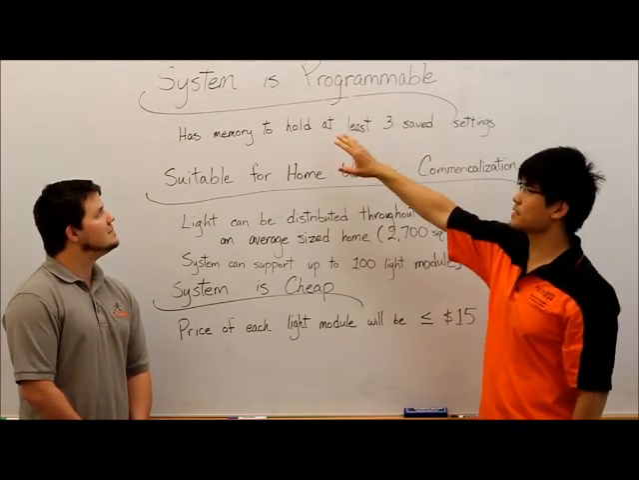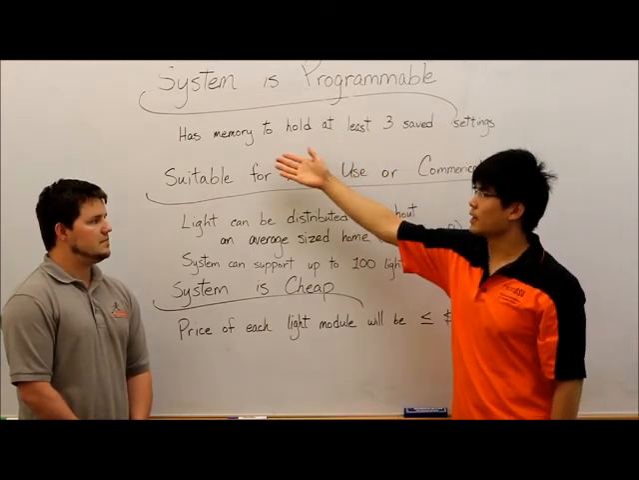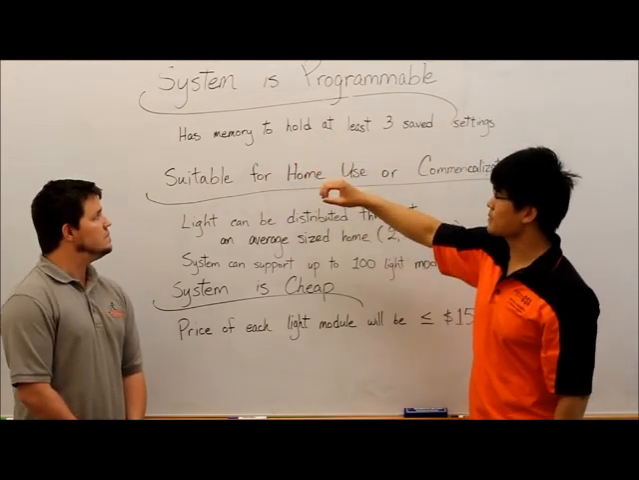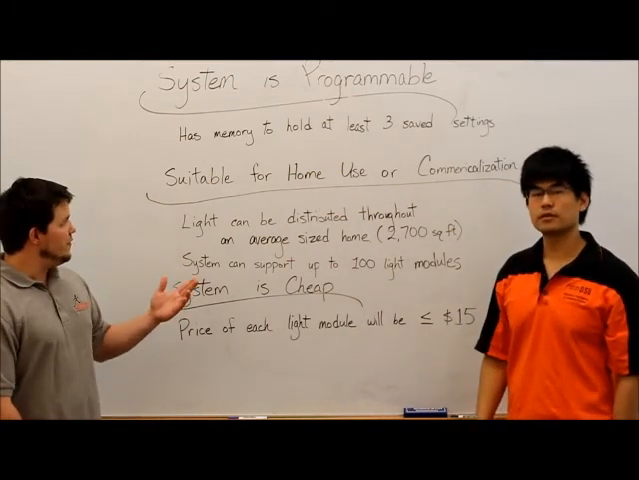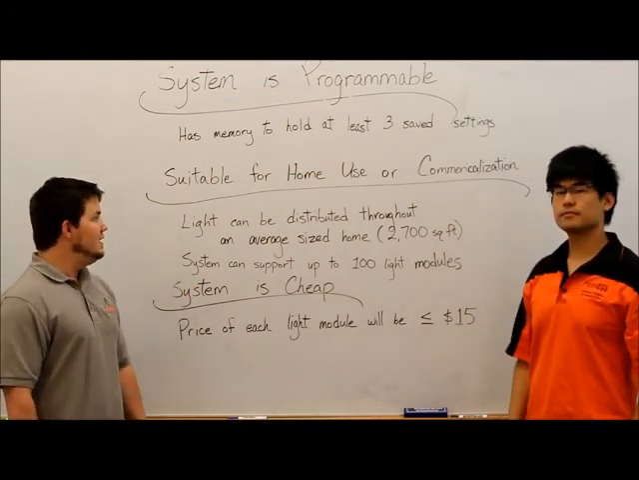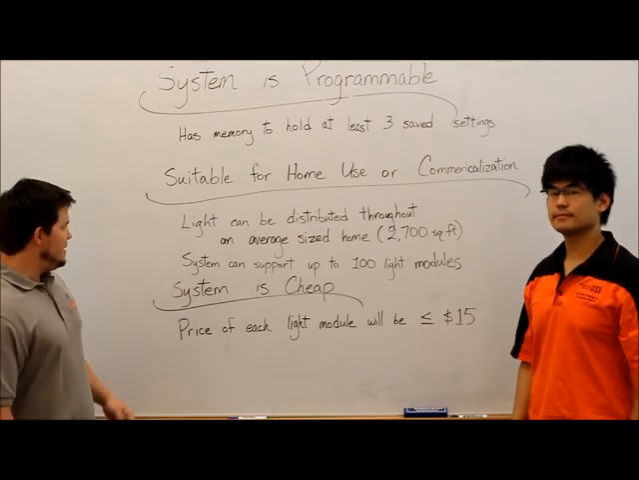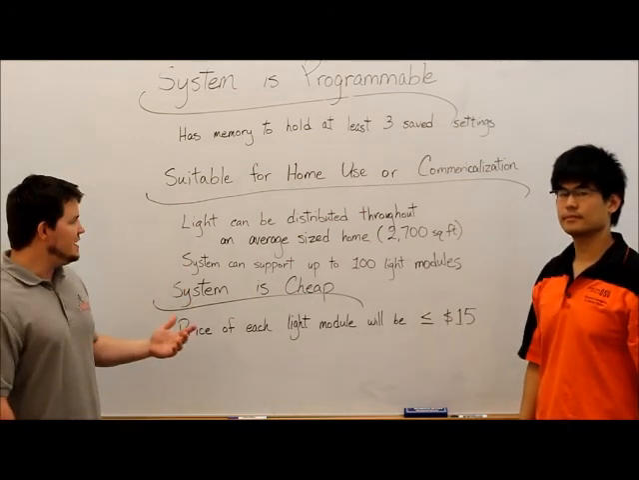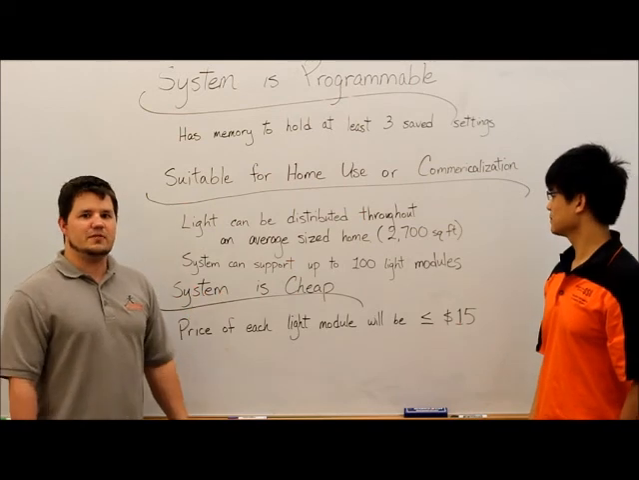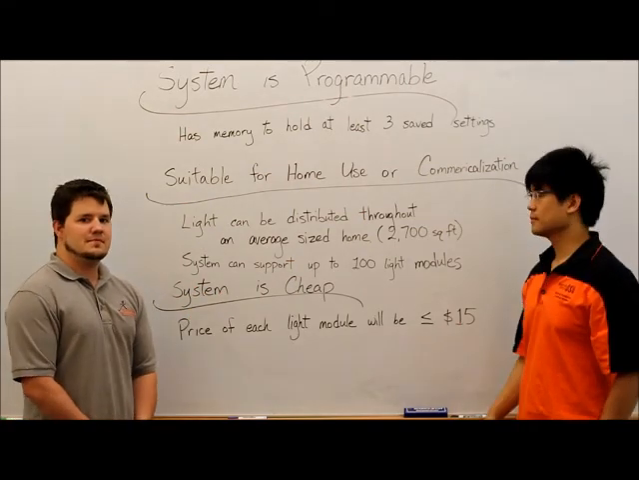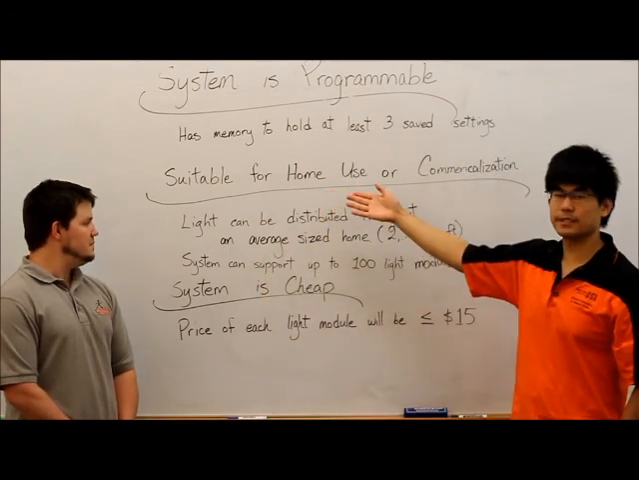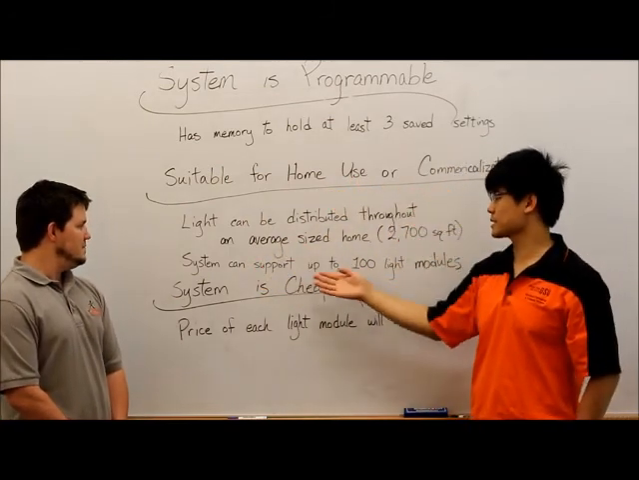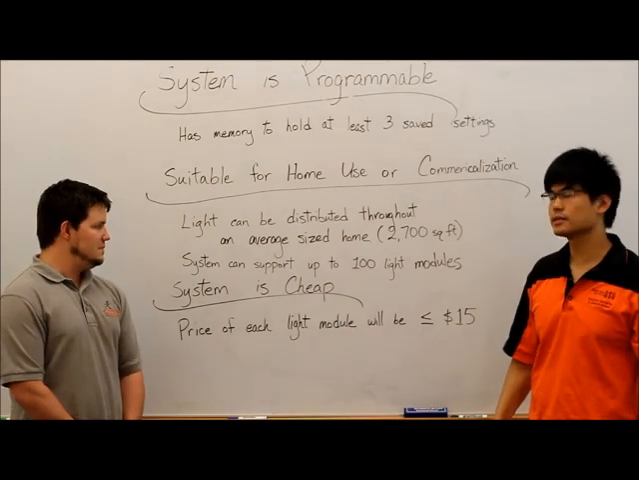The first one we have is that the system is programmable, and our engineering requirement is that it has memory to hold at least 3 saved settings. Another one would be suitable for home use or commercialization, and the engineering requirement would be that light can be distributed throughout an average sized home, around 2,700 square feet. The next one, which is also relevant to home use, is that the system can support up to 100 light modules.